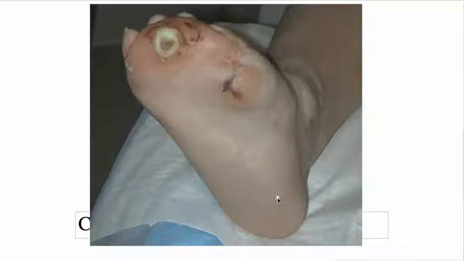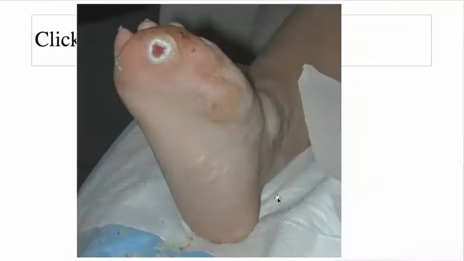Here we're looking at a wound. This is the before, this is the after, that was the before. You can see how nicely things have been removed. It's going to help the wound heal.